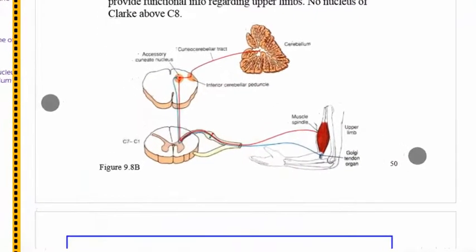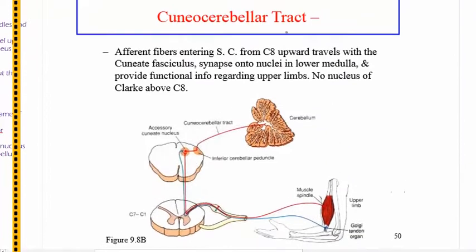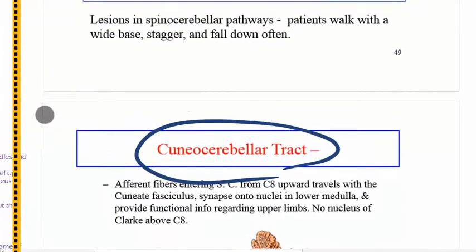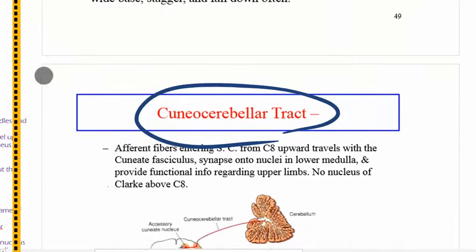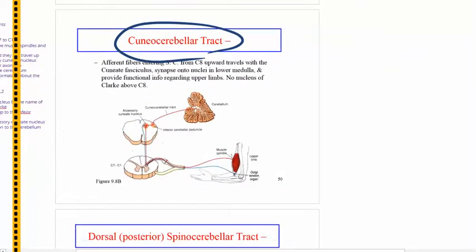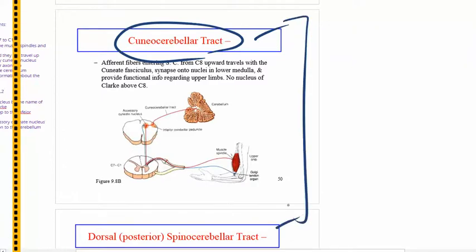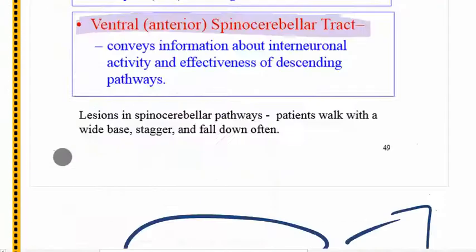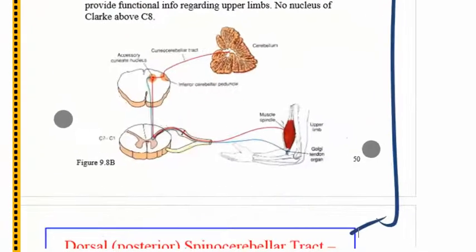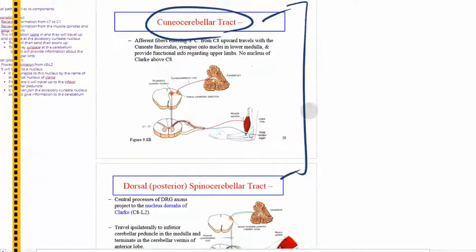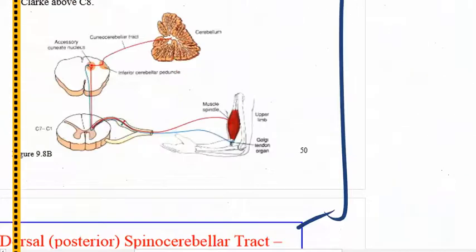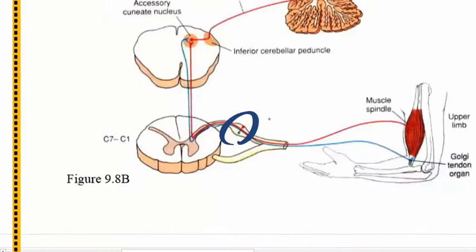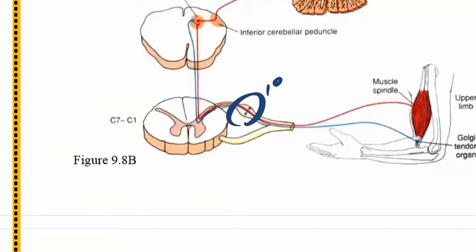All right, so this is just showing you guys the cuneocerebellar tract. Remember for the dorsal pathway, you're going to have the cuneocerebellar tract, and you're also going to have the dorsal spinocerebellar tract. Both of them are within dorsal. It's a little bit confusing, right? So when you're looking at the cuneocerebellar tract, the primary neuron is in your dorsal root ganglion, just like what we've already established.